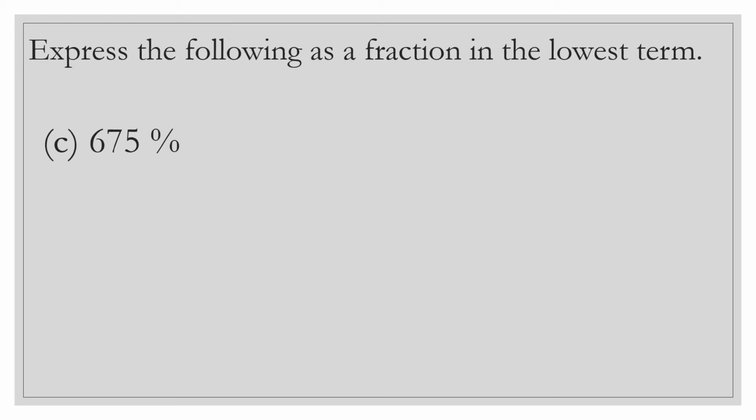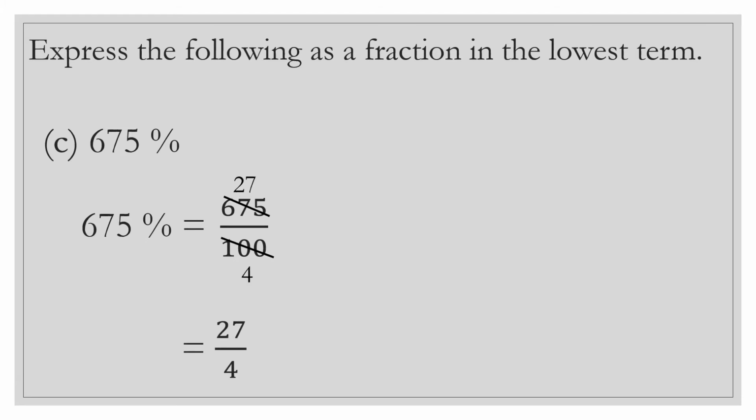Let us solve one more question. Question number C. 675%. And we know that 675% is equal to 675 upon 100. Now simplify. See, 675 and 100 both are divisible by the same digit 25. So divide. We get 27 upon 4. Again, 27 upon 4 is an improper fraction. So let's convert them into mixed number. So divide 27 by 4. If we divide 27 by 4, we get 6 3 upon 4. So the answer is 6 3 upon 4.